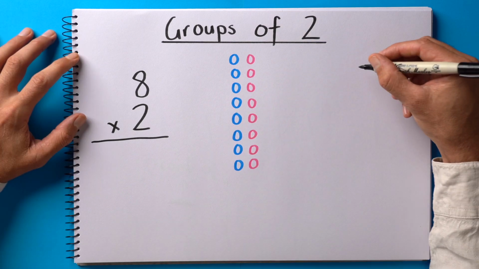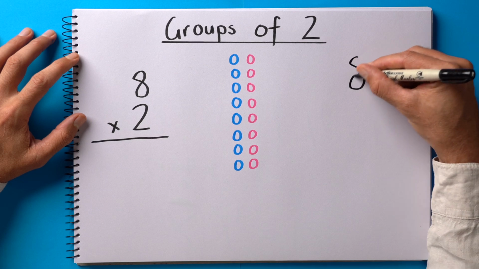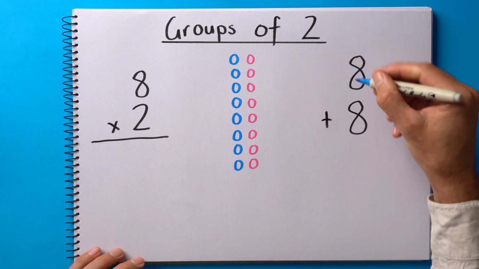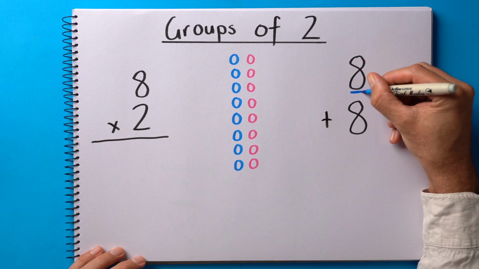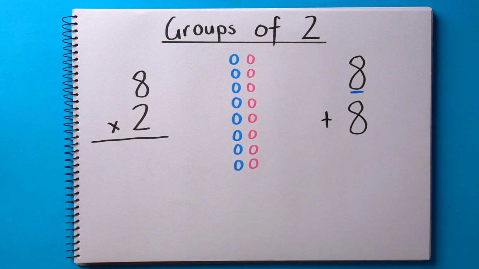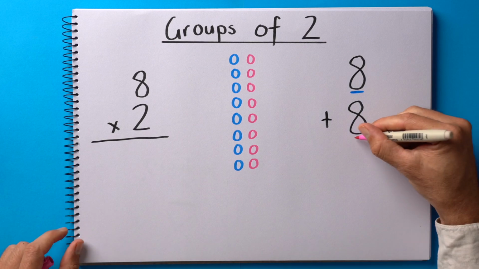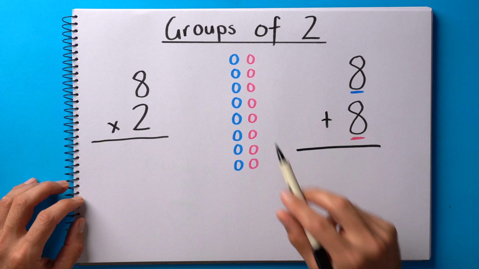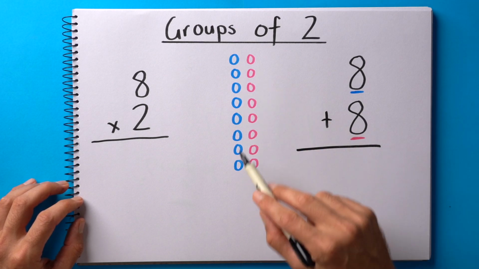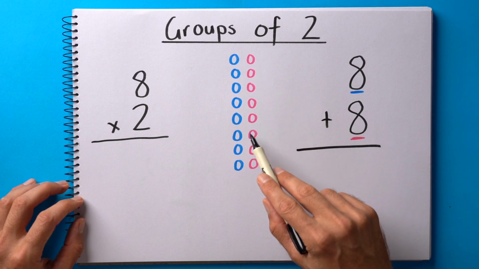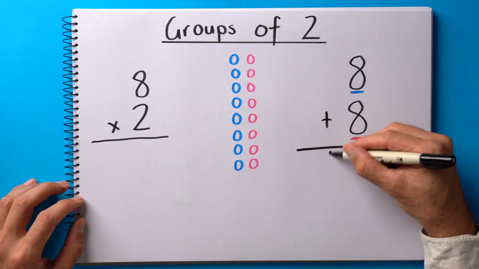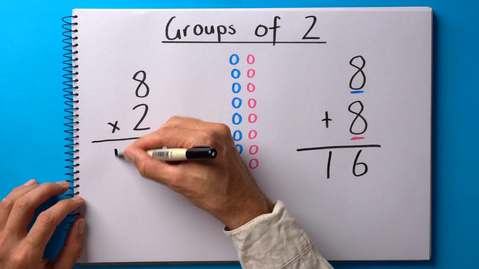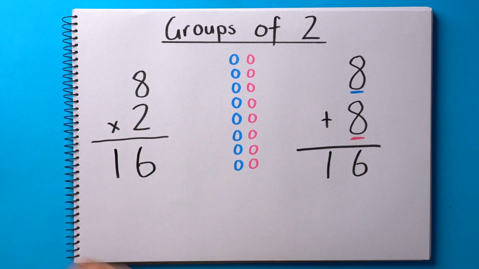Another way we could look at it is 8 plus 8. This 8 is the blue 8, and this 8 is the pink 8. 8 plus 8 is going to be 8, 9, 10, 11, 12, 13, 14, 15, 16. And 8 times 2 is also equal to 16.